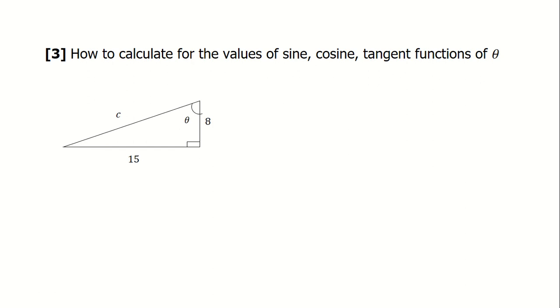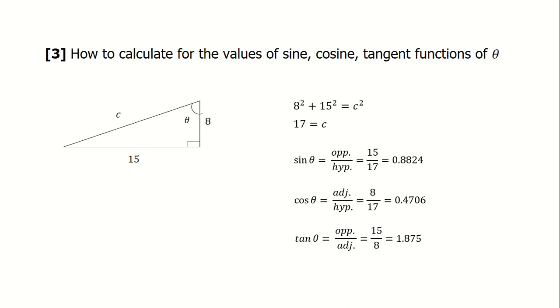Okay, now we have a similar looking triangle from sample number 2, but this time instead of this angle, we are considering this angle. The length of the sides are also different. Again, solving for the C, we will be getting 17 if we use the Pythagorean theorem. And solving for each of the functions, this is what you will be getting.